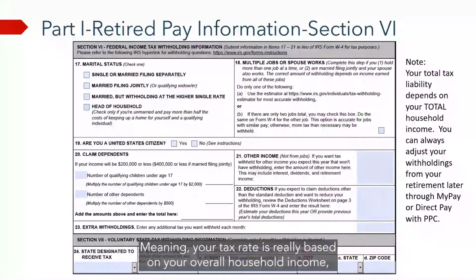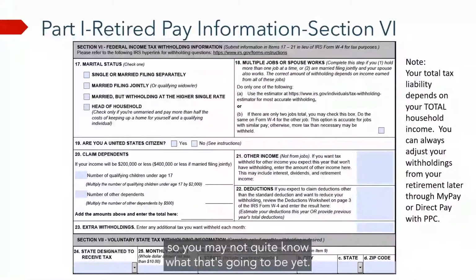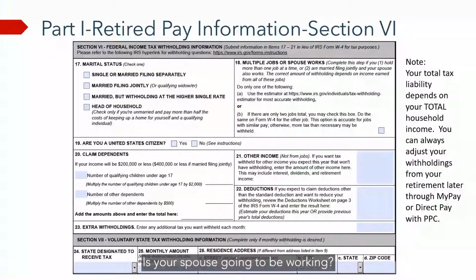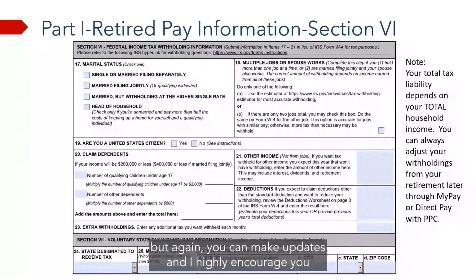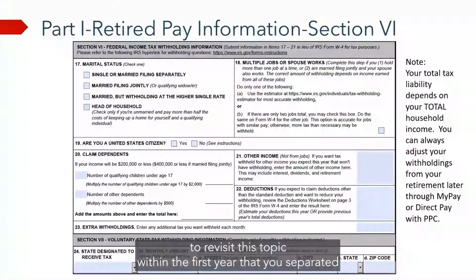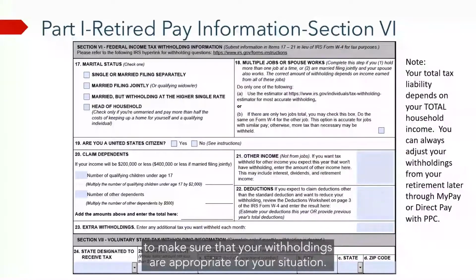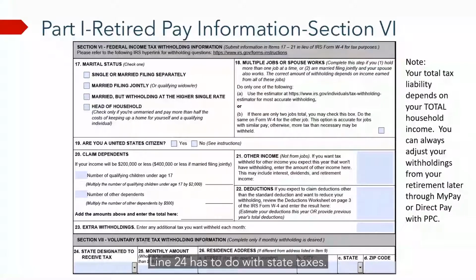Meaning your tax rate is really based on your overall household income. So you may not quite know what that's going to be yet. Are you going to have a job after you leave service? Is your spouse going to be working? Please answer the questions to the best of your ability, but again, you can make updates, and I highly encourage you to revisit this topic within the first year that you have separated to make sure that your withholdings are appropriate for your situation. Line 24 has to do with state taxes.